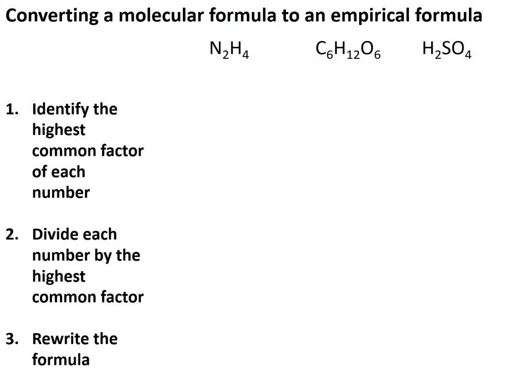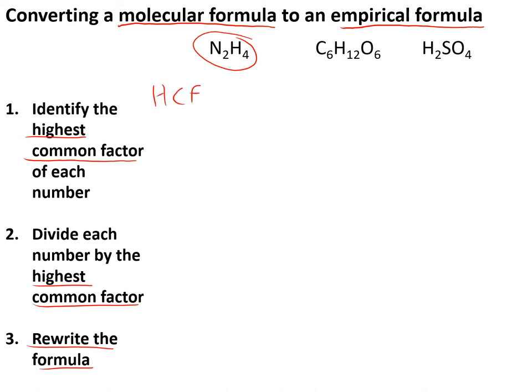An empirical formula is the molecular formula of a compound re-expressed as a ratio in its simplest terms. And to do this, we're going to follow 3 steps. So the first thing is to identify the highest common factor of the numbers in the formula, then divide each number by the highest common factor, and then rewrite the formula. So we'll start with this one example here, N2H4, which is hydrazine. Okay. So N2H4, the highest common factor of 2 and 4 is 2, because both 2 and 4 can be divided by 2. Okay. So then I divide each number by the highest common factor.